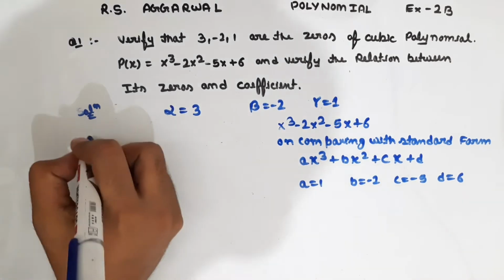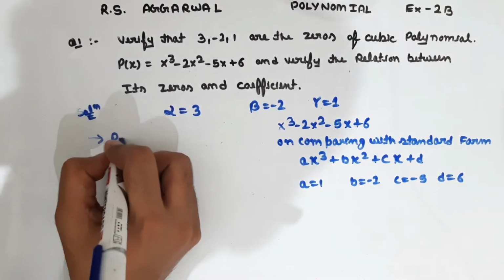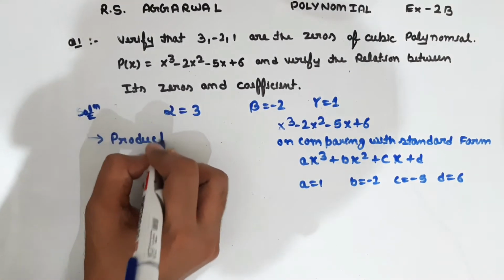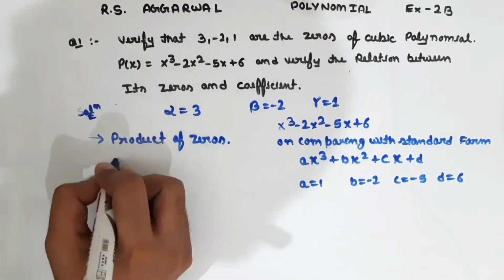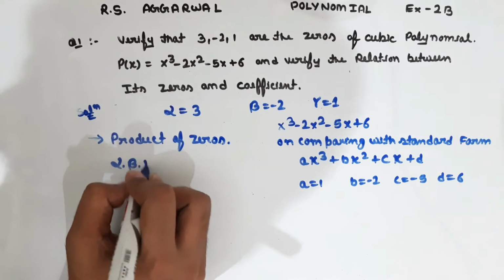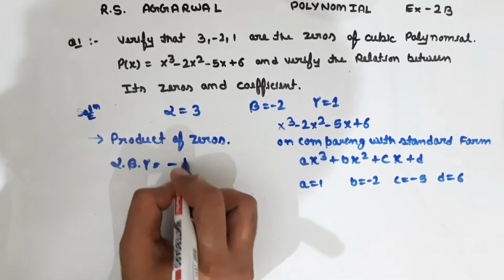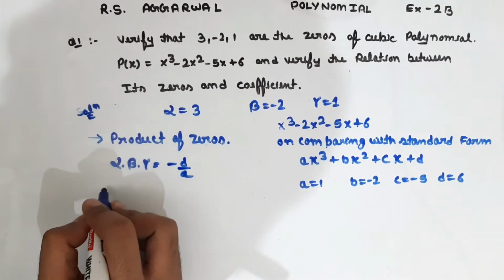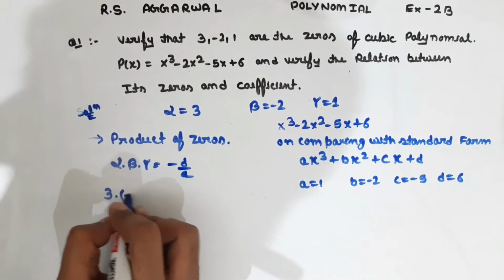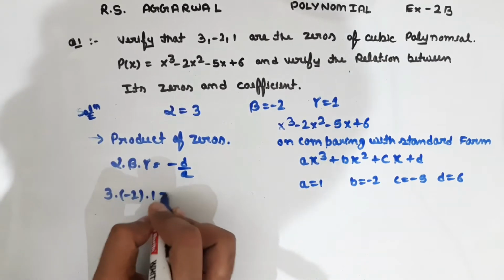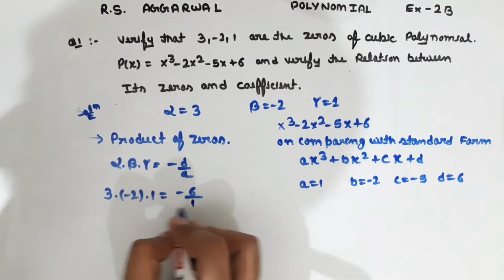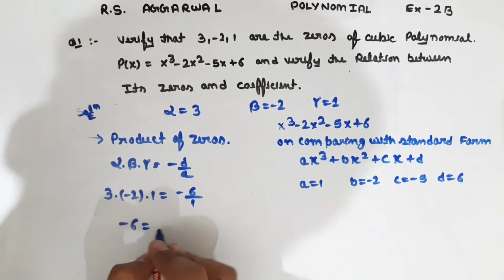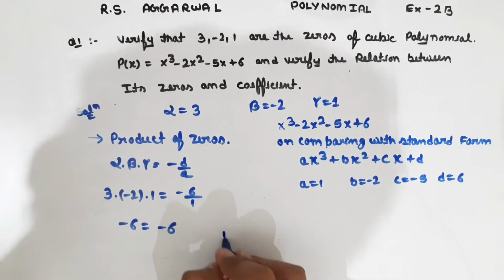Now product of zeros is given by alpha into beta into gamma equals to minus d upon a. So our alpha is 3, beta is minus 2 and gamma is 1, equals to minus d, that is 6, upon a, that is 1. So minus 6 equals to minus 6, hence verified.